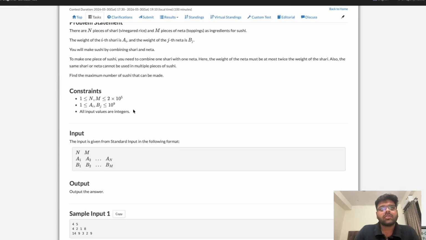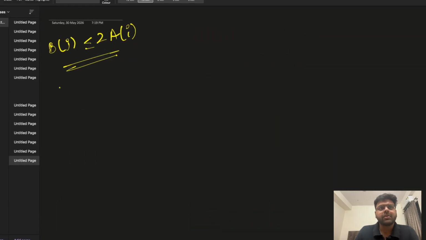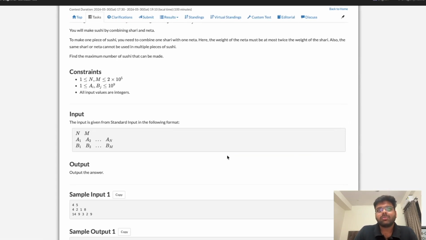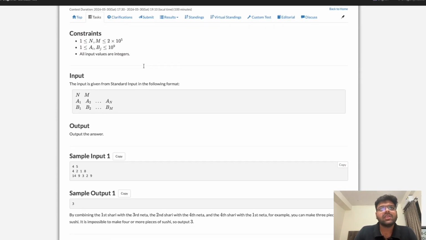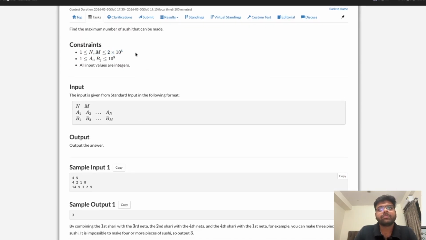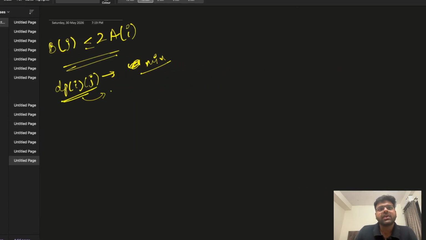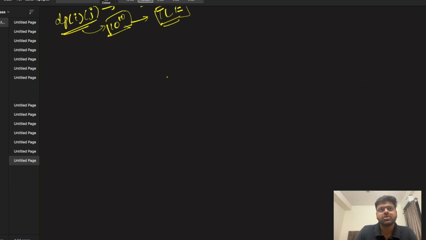Most of you have thought of making some kind of DP state, dp[i][j], using the first i elements of a and the first j elements of b, finding the minimum sushis I can make, and then finding some kind of transition. That approach is good as a first thought, but it won't work, because the constraints of n and m are 10^5. Just making the DP array would take 10^10 iterations, and that would give you a TLE solution. So I think DP won't be a good option over here.